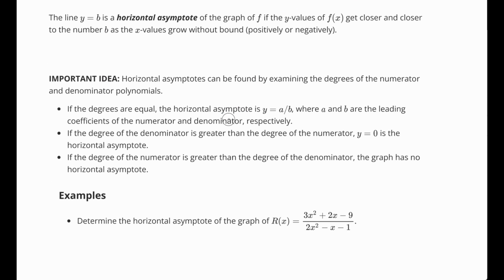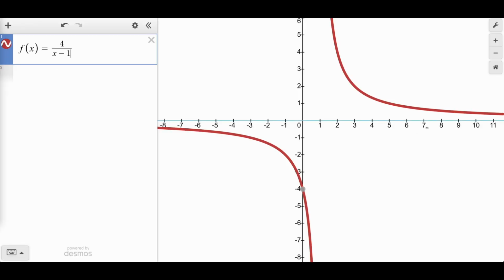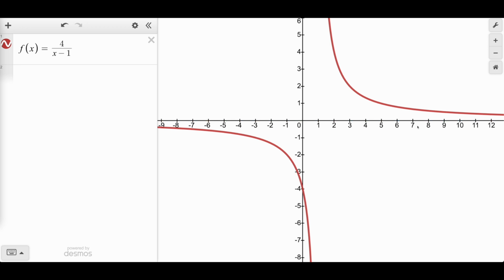All right, the next thing, the line y equals b is a horizontal asymptote of the graph of f if the y values of f get closer and closer to the number b as the x values grow without bound positively or negatively. Okay, so let's go over some horizontal asymptotes with the graphs just so this makes a little bit more sense. All right, here's a pretty simple rational function that we're looking at here. And the main thing with horizontal asymptotes that you want to look at is you want the x basically to be going to either positive infinity or negative infinity or both to try to figure out what this is doing.